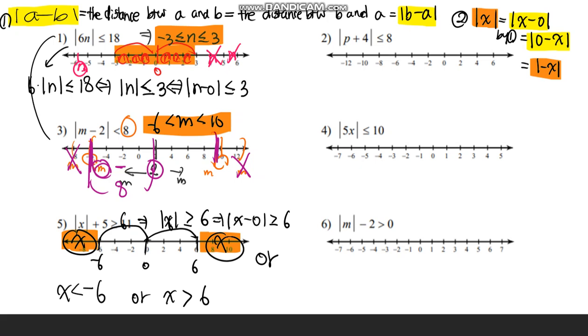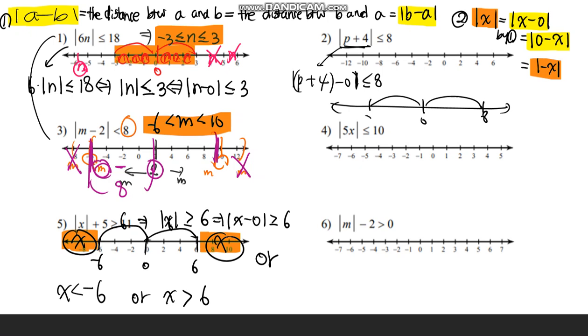Okay, and now number 2, absolute value of p plus 4 is less than or equal to 8. Then what you can think here is that p plus 4 is just p plus 4. So what I mean by that is that the distance between p plus 4 to 0 is less than or equal to 8, right? Then now 0 is right here, and I'm going to have to draw another number line because it doesn't really fit here. So now you have 0 here, and then going to the right hand side for 8 units, going to left hand side for 8 units.